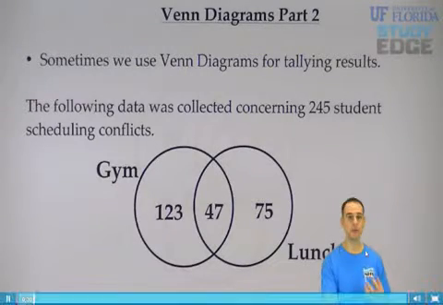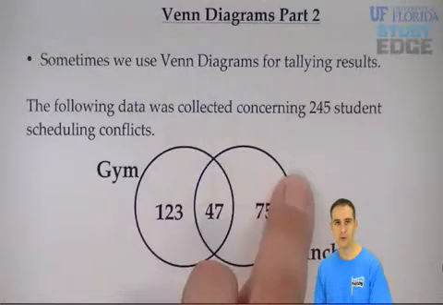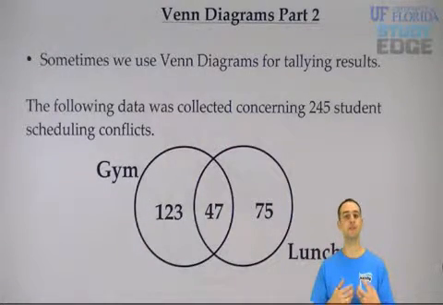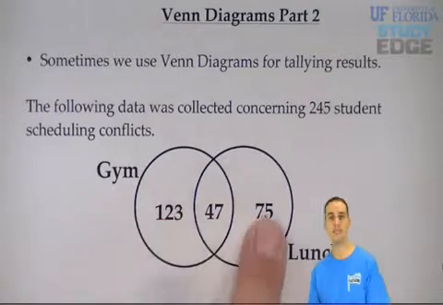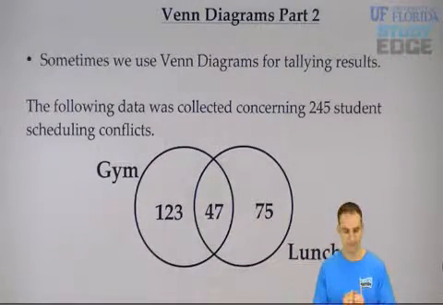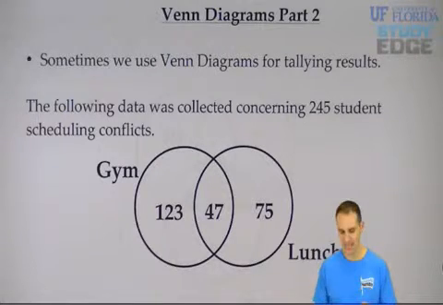So the way that you would read this is you have the circle of gym class, the circle of lunch, and that's the number of students that would be tallying up, and then the 47 is what both of these have in common, is the idea. So let's answer the 4 questions below with this Venn diagram.